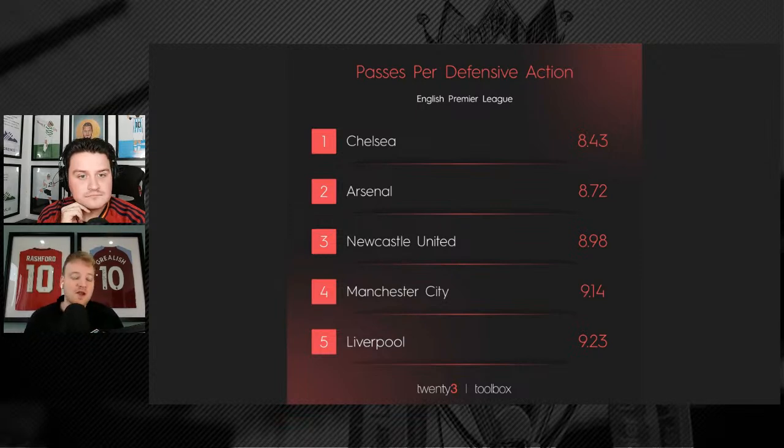Now, if you think about the last couple of years, I've been tracking this statistic for years now, and Ralph Hasenhüttl's Southampton were usually in the top 5. Pep Guardiola's teams always top 5. Klopp's teams always top 5. If Bielsa's in the league, Leeds are in there as well. That's the kind of style we're talking about here.